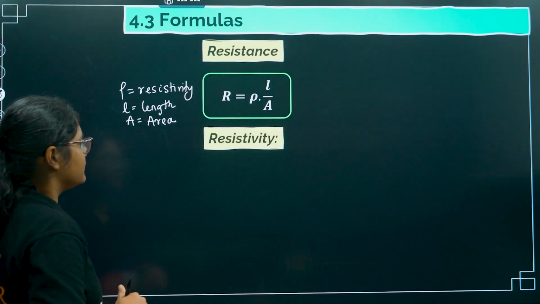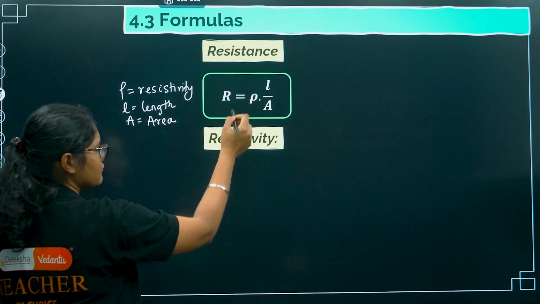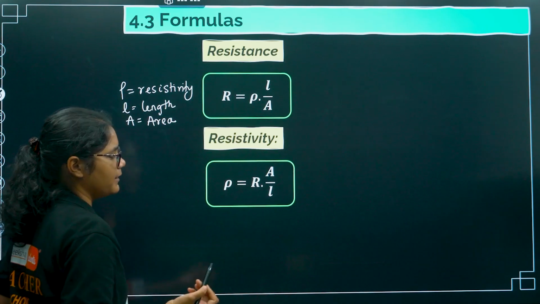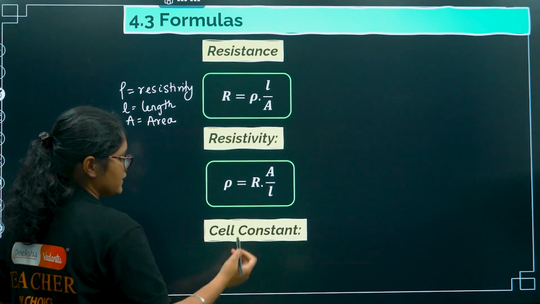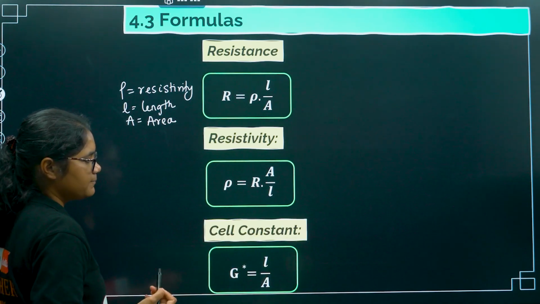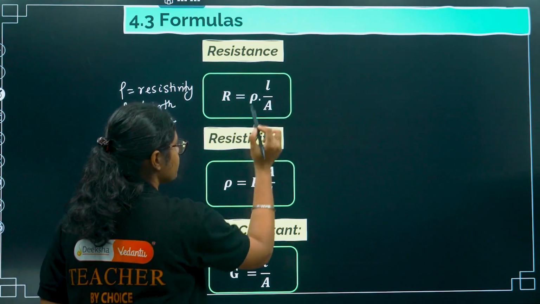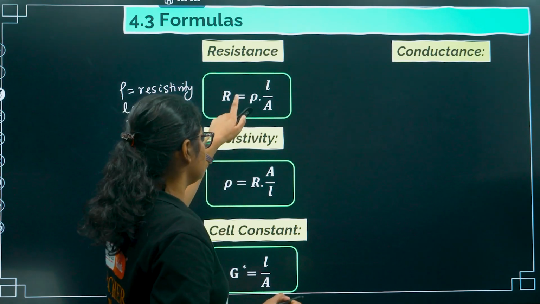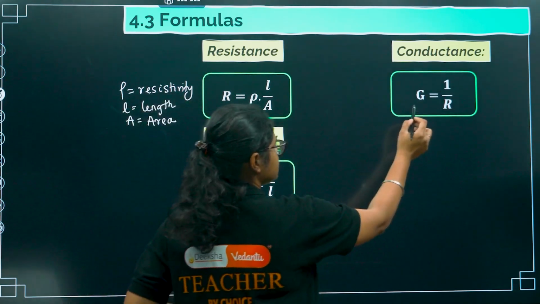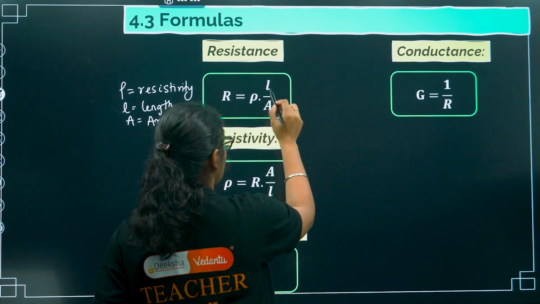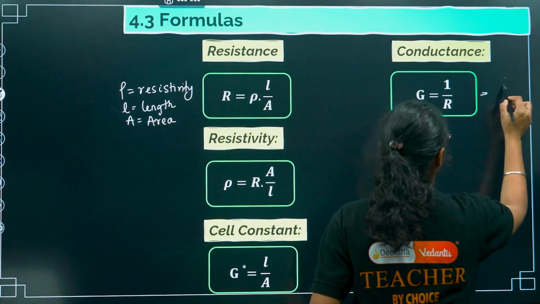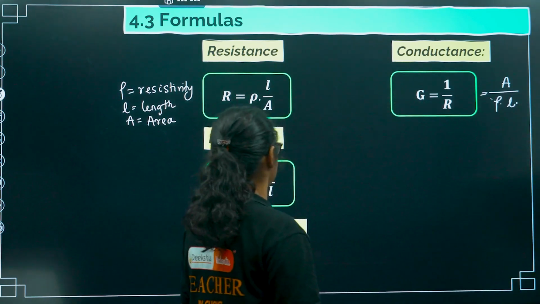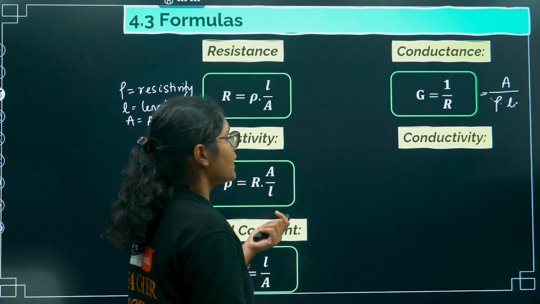Next, resistivity, rho. From here can we write the formula of rho? Rho will become R into A by L. Next, cell constant. Cell constant is your G star given by L by A. This part is called cell constant. Next, coming to conductance. Conductance, I told you, is the opposite of resistance. So G is equal to 1 by R. But if I write the formula of this one, then I'll get A by rho into L, just the opposite of this one. Next, coming to conductivity.